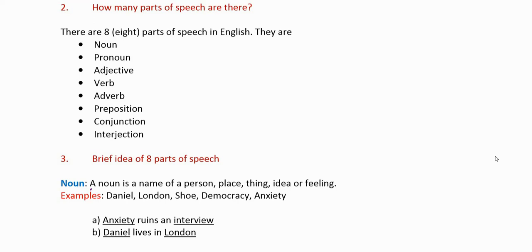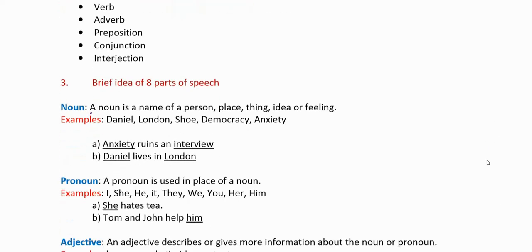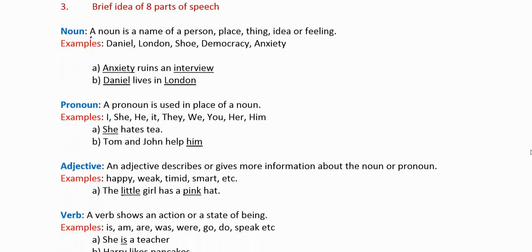Now, moving on to the definitions of each of these 8 parts of speech. Well, the first part of speech here is noun. As you can see, what is a noun? A noun is the name of a person, place, thing, idea, or feeling. Look at the examples here.